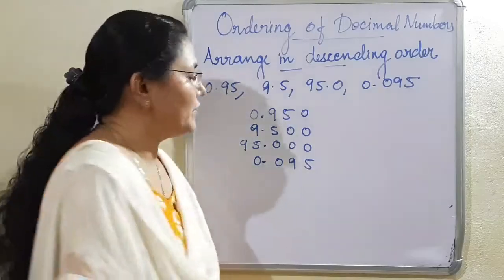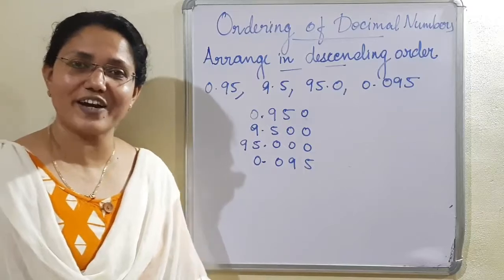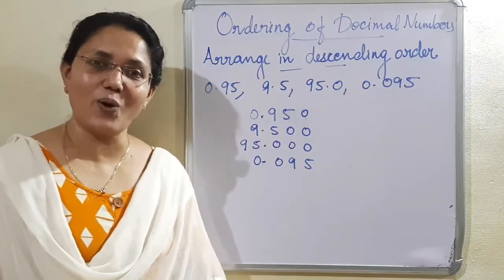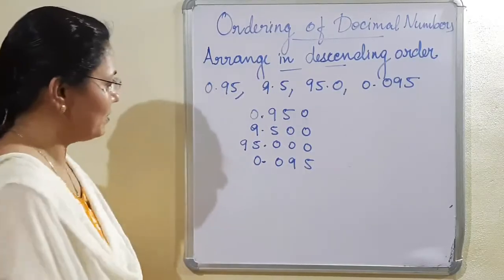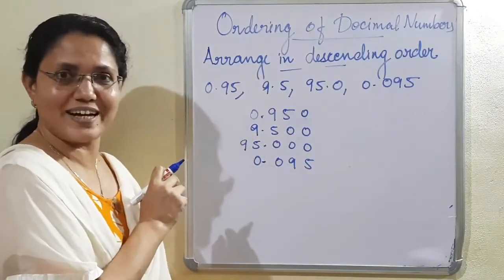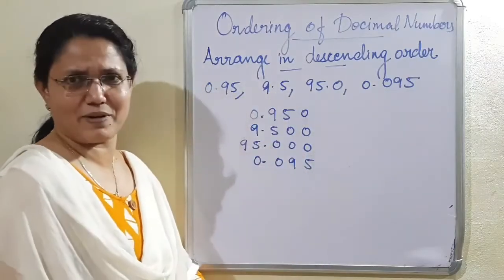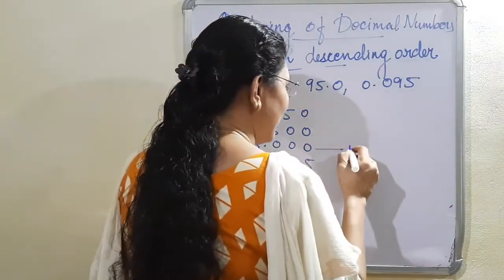Okay. We should identify which is the highest number here. How to find it? Compare the whole number parts first. Whole numbers: 0, 9, 95, 0. Which is the highest one? Yes, 95. Then you need not compare the decimal part. Now this is the highest one.